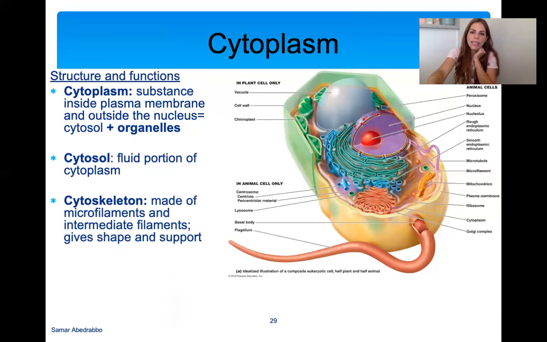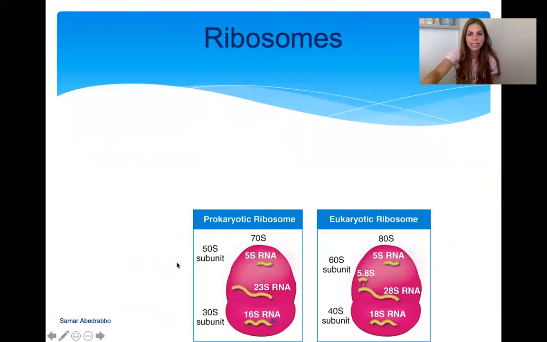And then we also see the cytoskeleton. The cytoskeleton are just various proteins that hold the structure of the cell together, similar to our body structure. And then in eukaryotic cells, you find ribosomes in the cytoplasm, just like prokaryotes, but our ribosome is 80S.